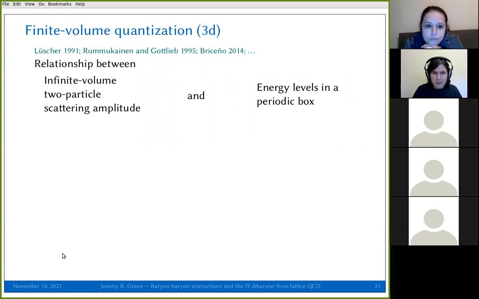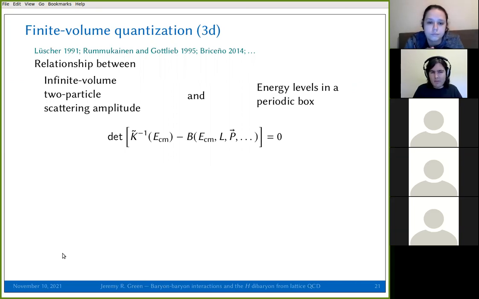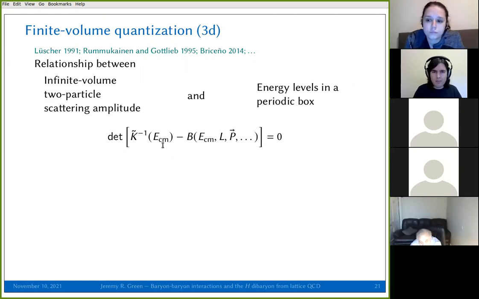In 3 dimensions, it's more complicated, but it's the same basic idea. It was worked out first by Lüscher and then extended by various people over the years. In general, it's a relationship between the infinite volume two-particle scattering amplitude and the finite volume spectrum. And it can appear in different forms. Generally, it's some kind of determinant condition where one term contains the scattering amplitude, usually written in partial wave basis, and the other term is a special finite volume function that depends not only on the energy, but also on the box size and the total momentum of the frame and other parameters.